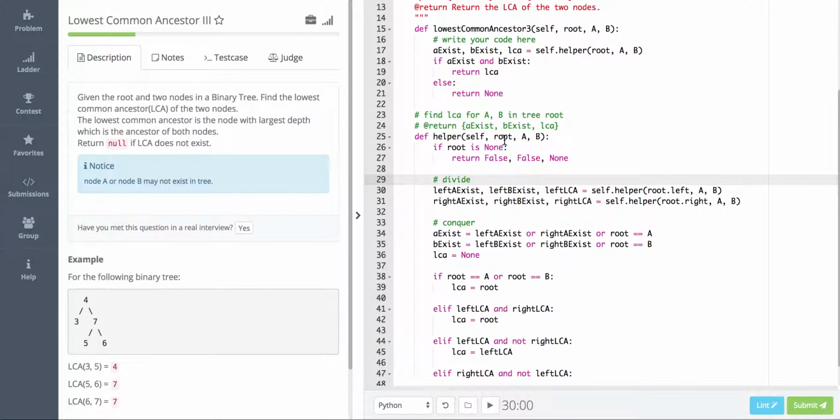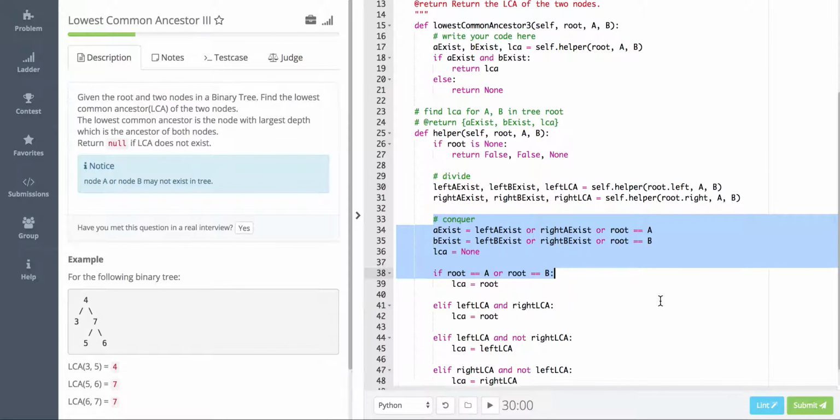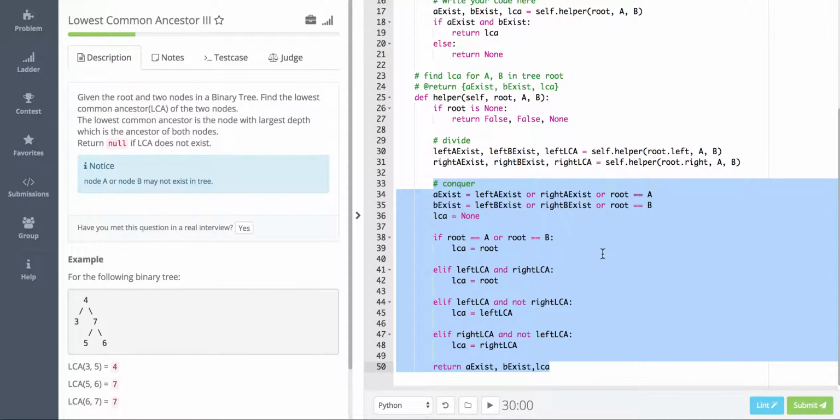All right. So if this root is not none, we're just going to use divide and conquer. We recursively call ourselves. We pass this left subtree, and we calculate left A exists, left B exists, and left LCA. And same thing here, we get right A exists, right B exists, and right LCA. And this part is the conquer part.